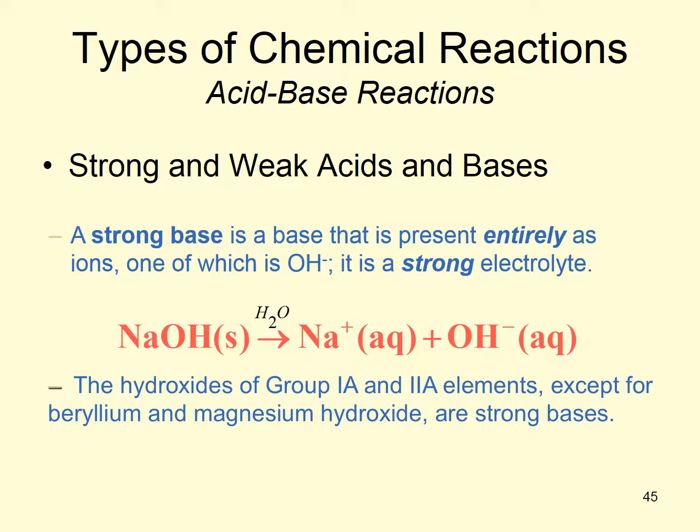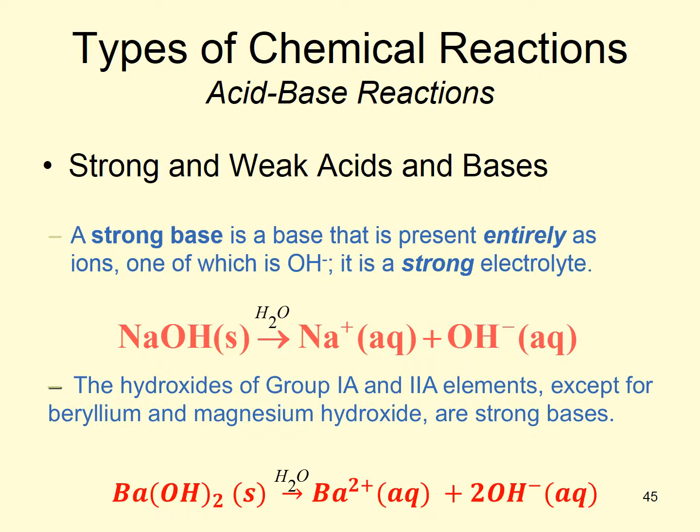But for the group 2A elements, it's basically calcium, strontium, and barium. And do notice that for the group 2A elements, when they break apart, because there's 2 hydroxides for every barium, the hydroxide concentration is actually double that. That might be something that you need to know on a problem that you might come across.